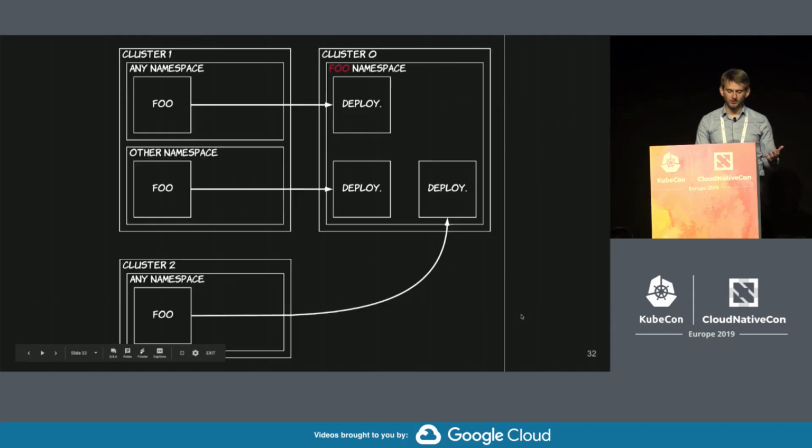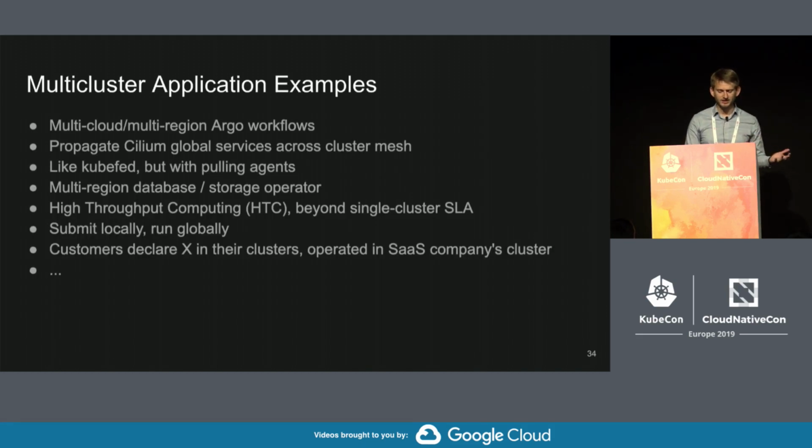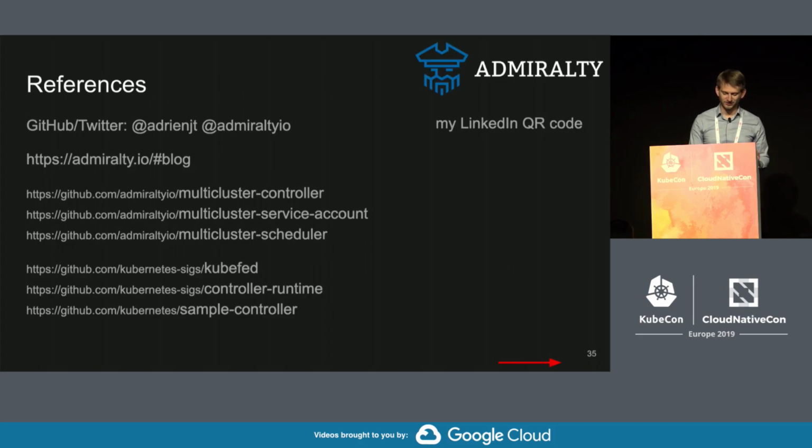So in short, we created this custom multi-cluster controller system using cross-cluster control loops, cross-cluster garbage collection, and declarative bootstrapping, which are the common ingredients at the core of these projects. There are many examples, and I'd be curious to hear about yours, because there's just so many things we need to do with multiple clusters.